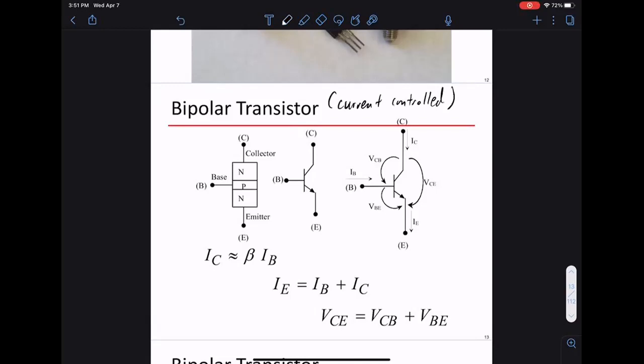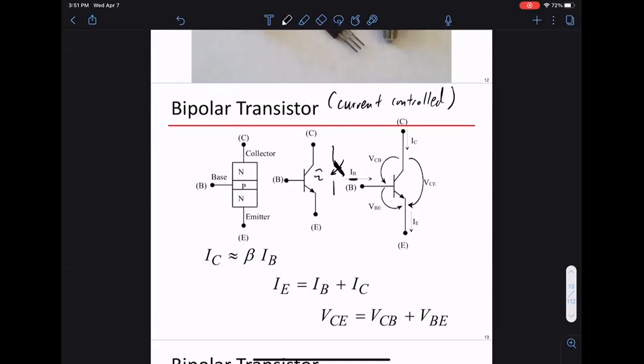Whereas MOSFETs are voltage controlled. For a MOSFET, you apply a voltage at the gate to control whether it's open or closed. For a bipolar transistor, you can think of it as roughly a switch like this, and how you control whether this switch is open or closed is through the base current. If you inject a lot of base current, you close the switch. If your base current injection is small, you open the switch.